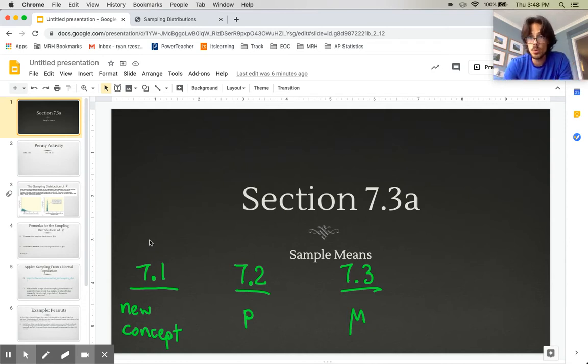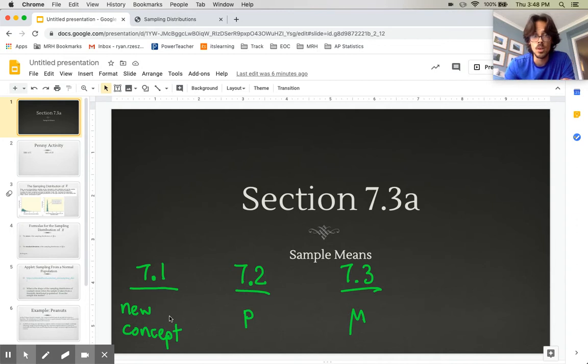In 7.3, what we're going to learn is how sampling distribution stuff applies to mu, or doing an average, instead of looking at a percent or a proportion. Now, there's a lot in a very few amount of videos for this chapter, but the nice thing is chapters 8, 9, 10 are going to mirror this structure.